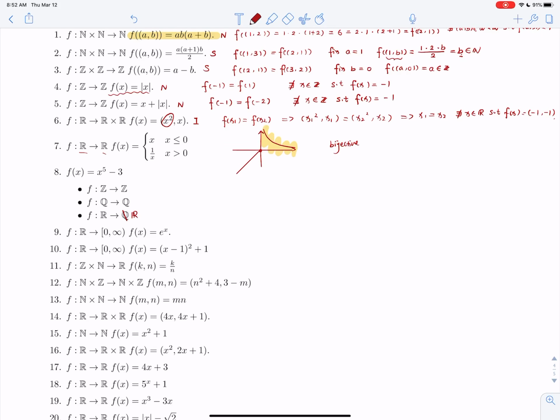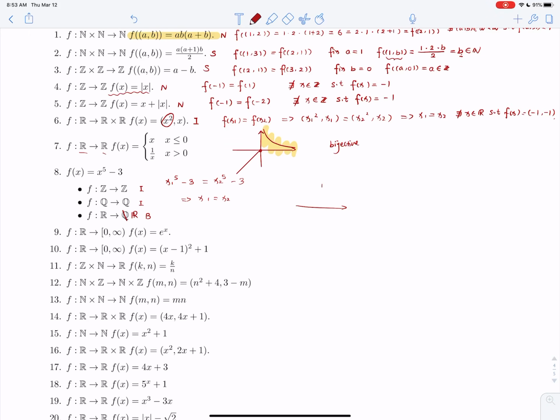And I think injectivity should be easy. Well, if you do x1 to the 5 minus 3 equals x2 to the 5 minus 3, this will give you directly x1 equals x2. So it's injective. All 3 will be injective, while this one is bijective.